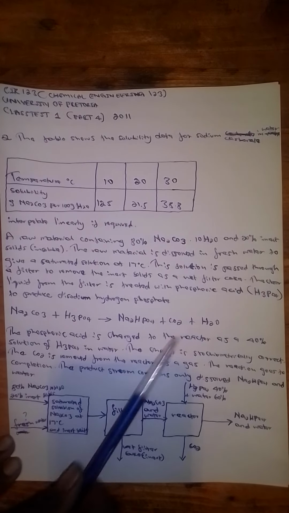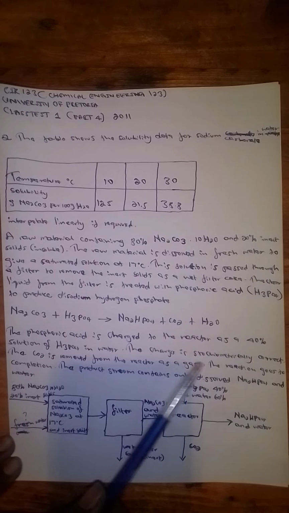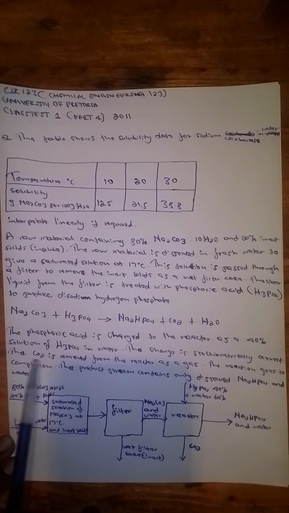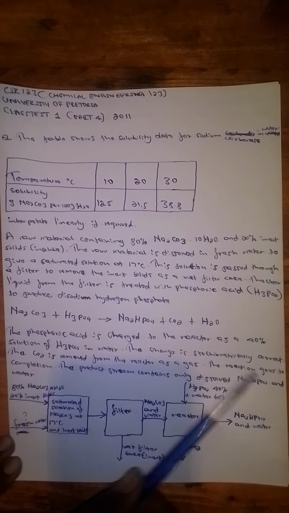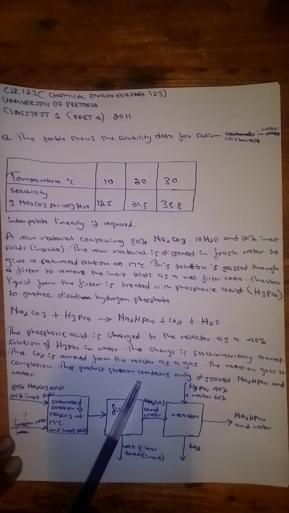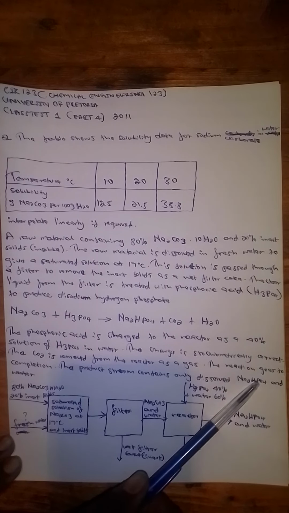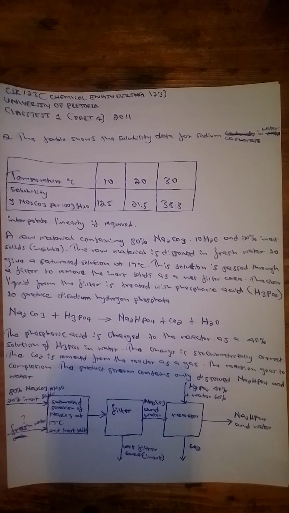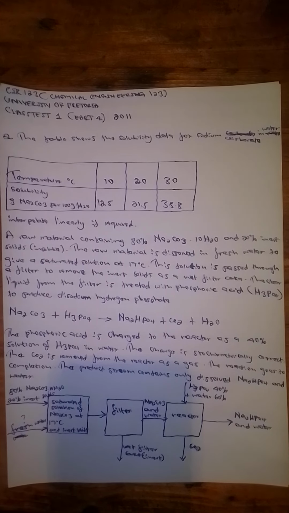Now it also says that the charge is stoichiometrically correct, and the CO2 is removed from the reactor as a gas. It also highlights that the reaction goes to completion, and the product stream contains only dissolved Na2HPO4 and water. For part 4, we won't really need much of the other information. We'll look at it in our part 5 and part 6. So for now, I think the first part of the information will be enough.